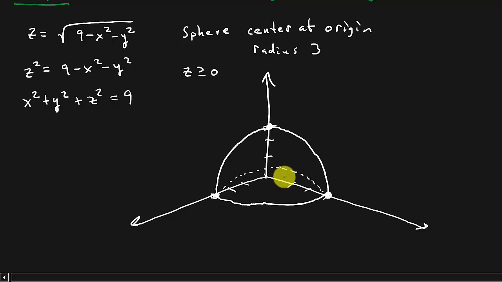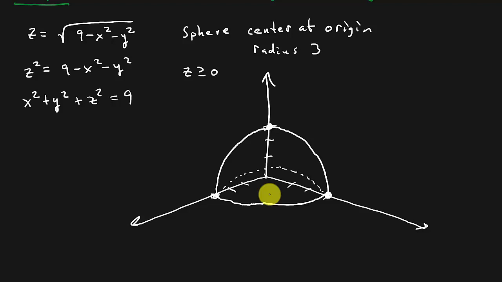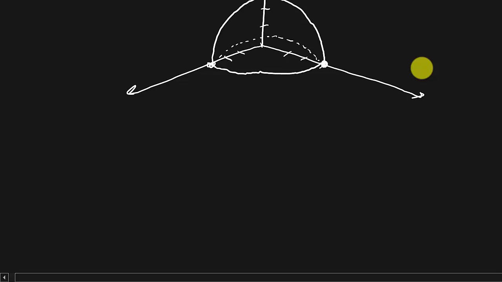And then you see this right here, that's a circle with radius 3, right? That's in the XY plane. That's your domain down there. You see that? That's your domain. All right, so hopefully everybody's okay with that. Let's continue on.